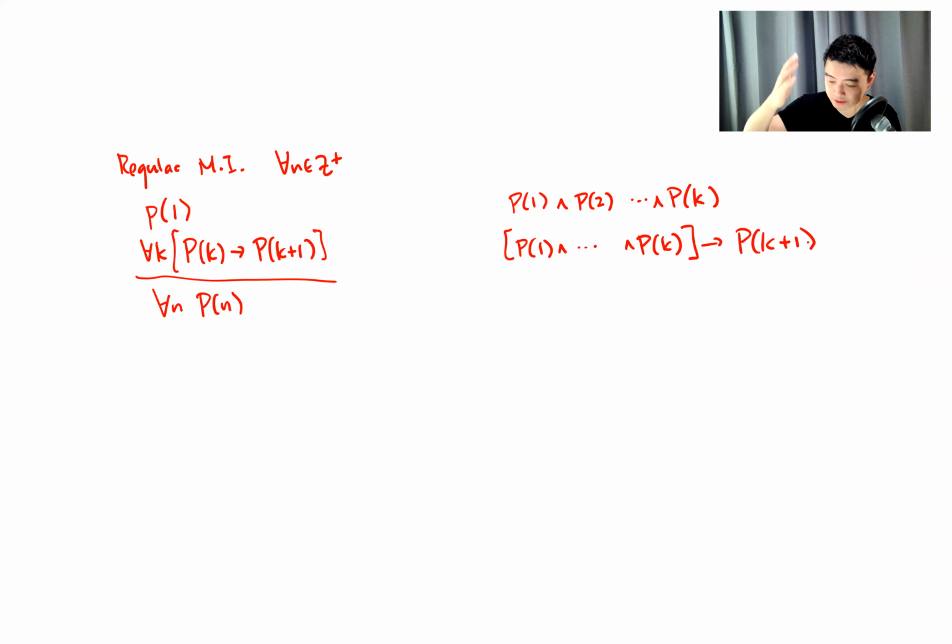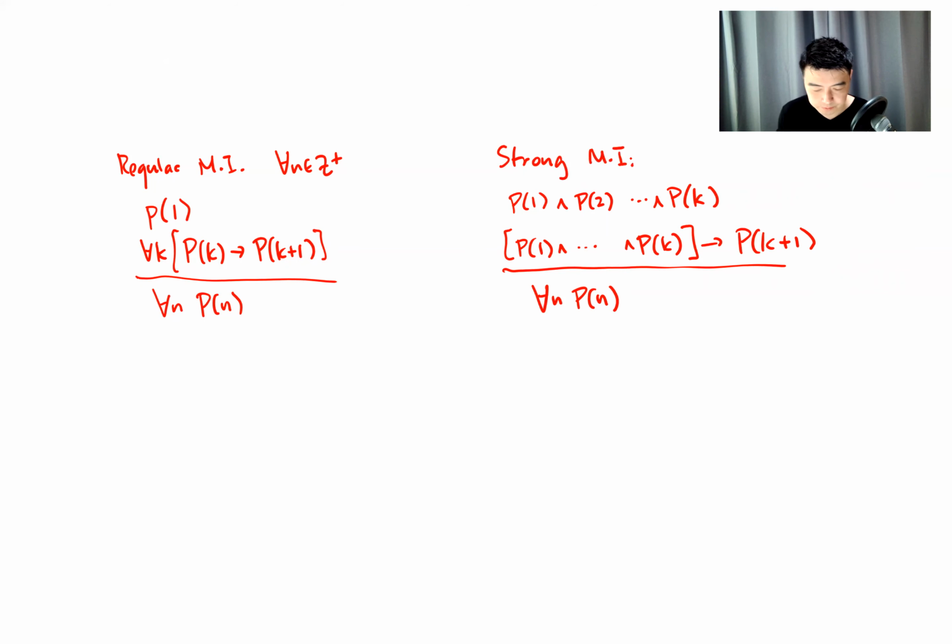So everything from the smallest object all the way up to k is needed in order to make the jump to P of k plus 1. This is called a strong argument. Both of them allow us to conclude that for all n, P of n is true. And this is called a strong mathematical induction argument.